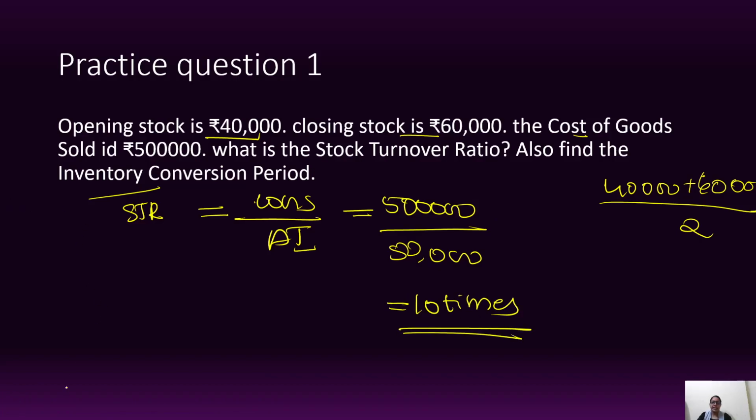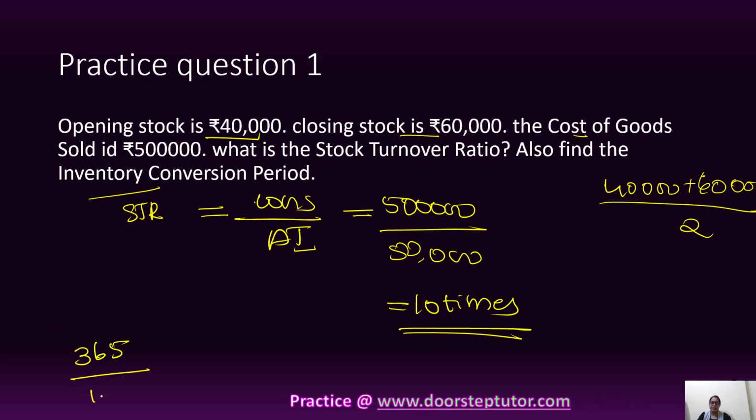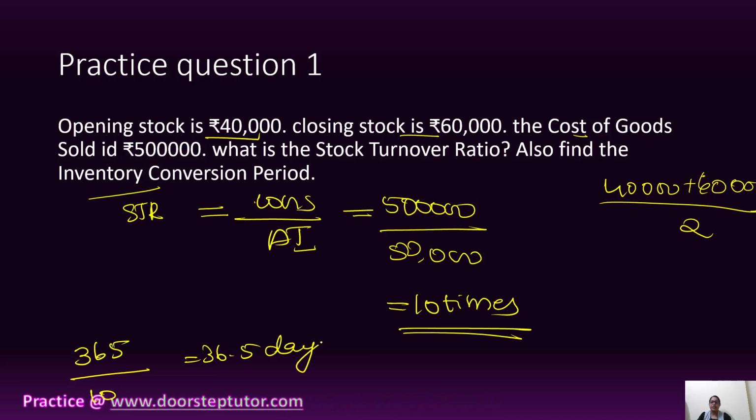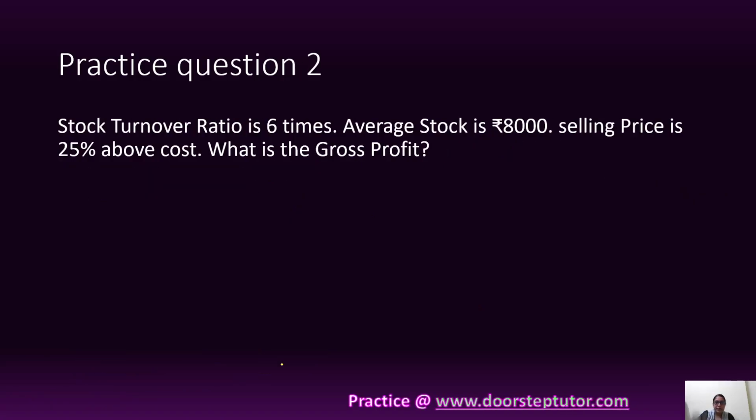We need to compute the inventory conversion period. Let's compute it in days. So 365, that is the number of days in a year, divided by the ratio, is 36.5 days. The inventories are turned over in 36.5 days.